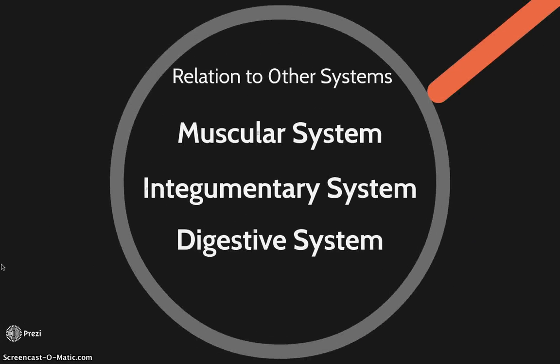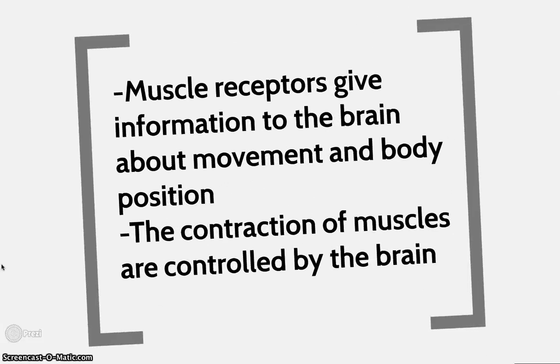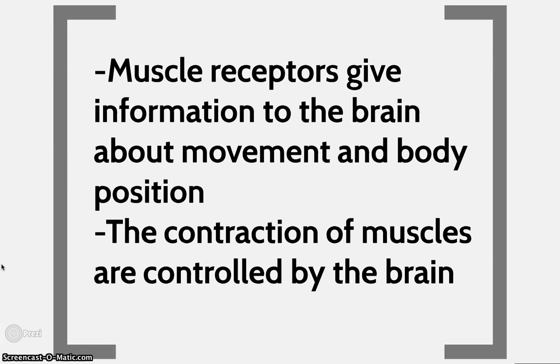The nervous system has relations to other systems. The first is the muscular system. Muscle receptors give information to the brain about movement and body position. The contraction of muscles is controlled by the brain.